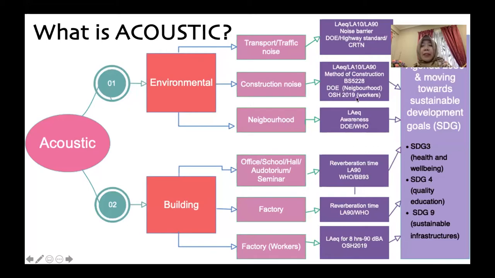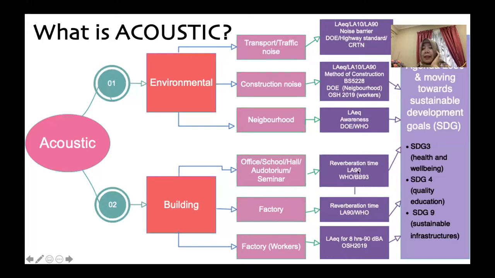So if you work outside the house, outside the office, facing the problem outside premises, that is called environmental noise. And the code that we refer to also differs according to the problem that we face, as you can see in the chart. So, okay, for the building acoustic, for example, you have a problem inside the school, inside the house, inside the hall, and so on. That's called building acoustic. And the parameter that you need to look into is reverberation time.